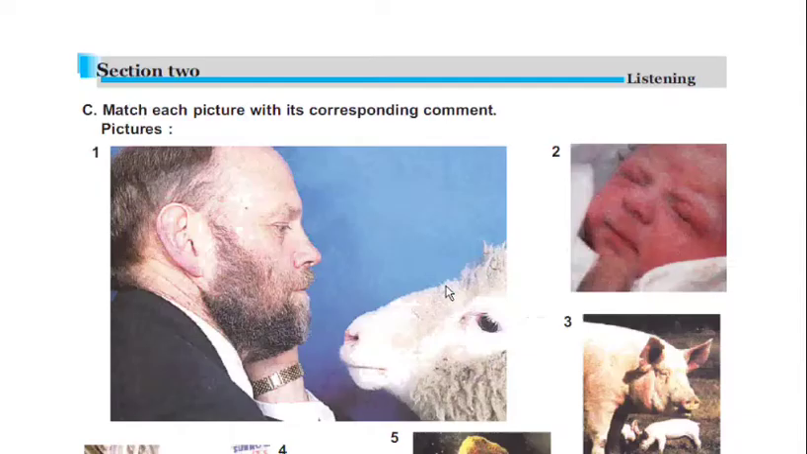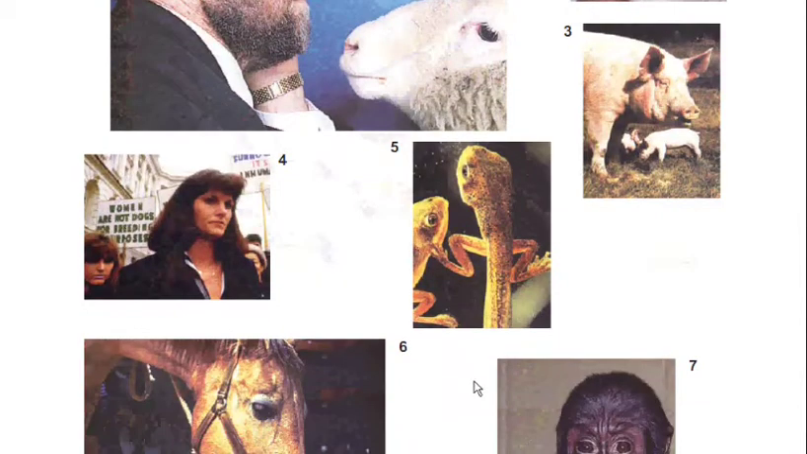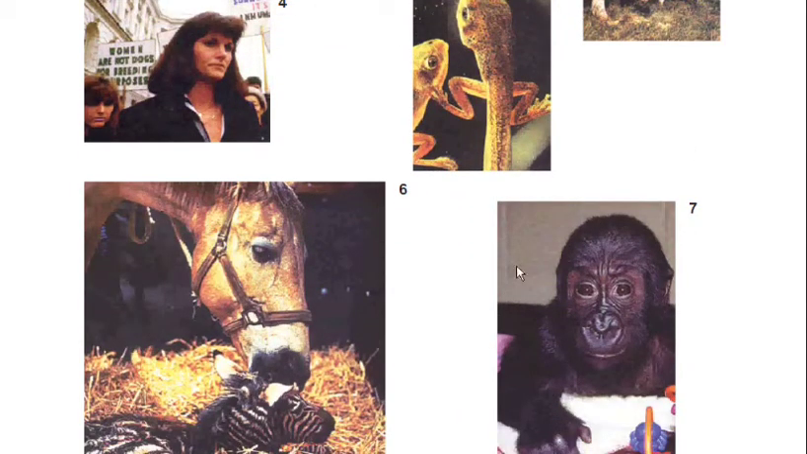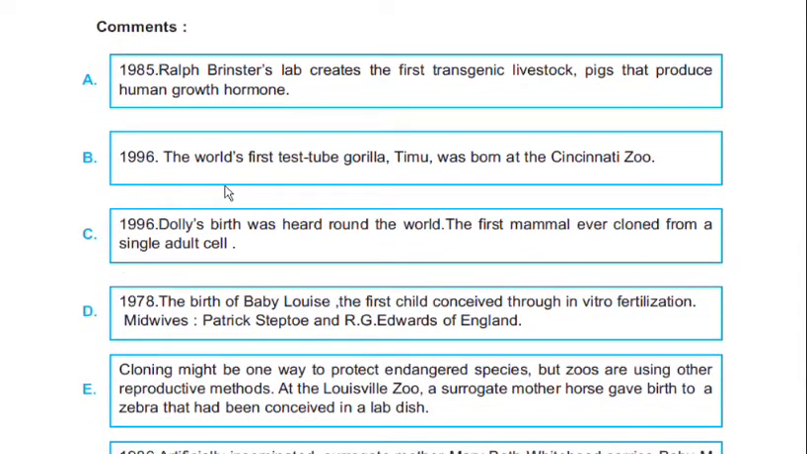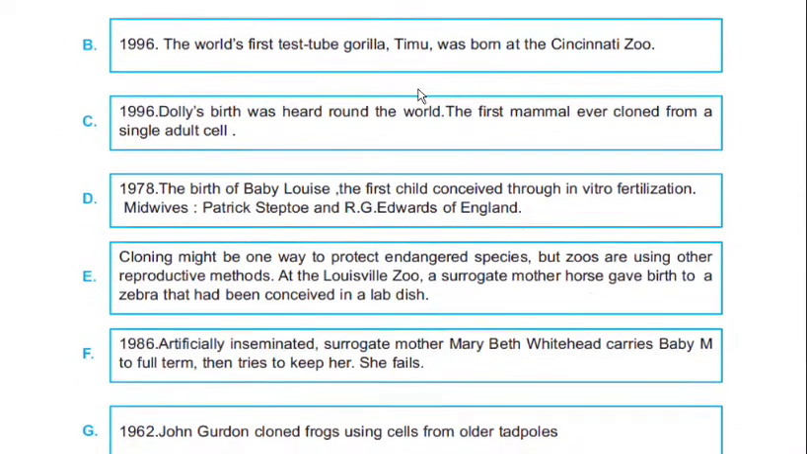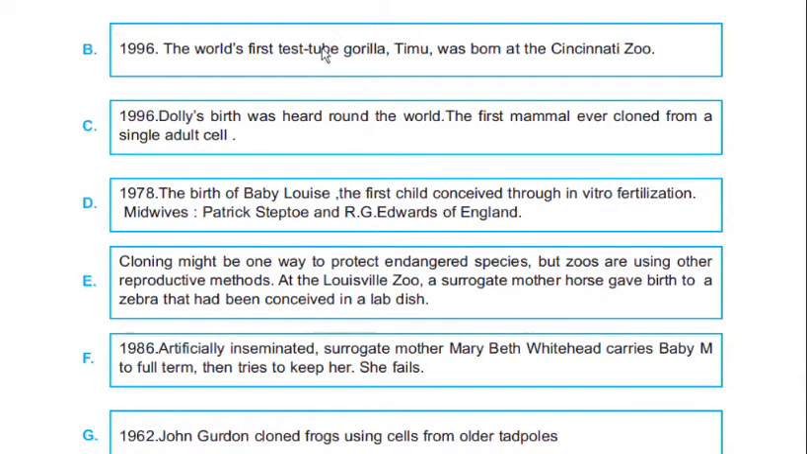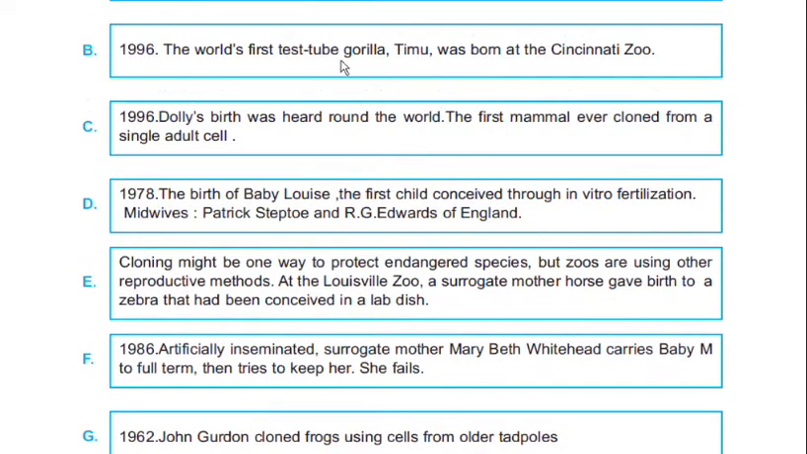The surrogate mother was artificially inseminated, and she gave birth to a zebra that is not her young. Moving on to the last picture, a picture of a baby gorilla, and that is going to be B. In 1996, the world's first test tube gorilla, Timu, was born at the Cincinnati Zoo. Gorillas are important because, according to what people believe in science, they are very similar to humans, because humans and some types of primates share some traits.